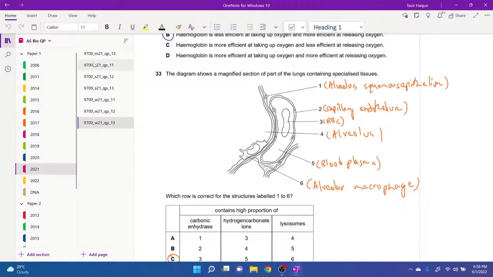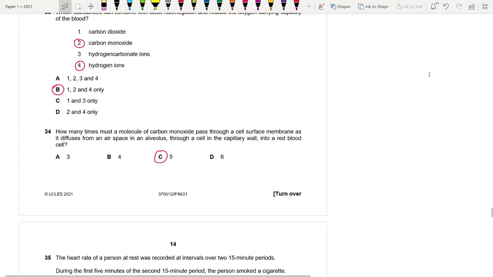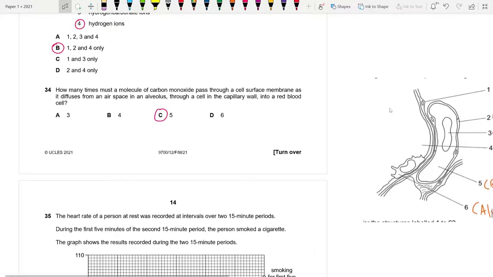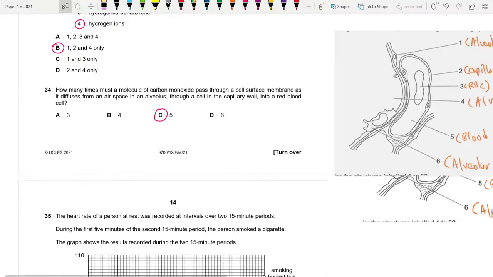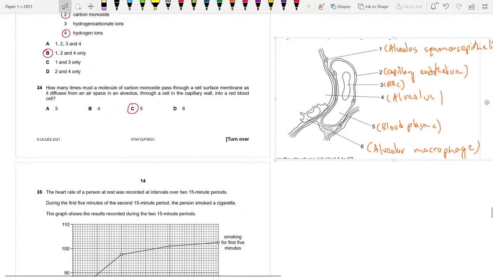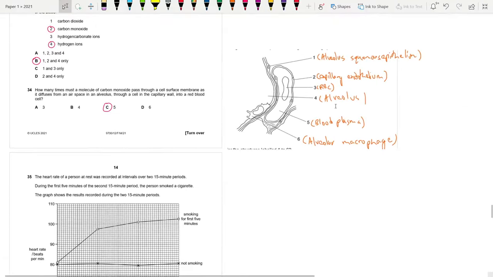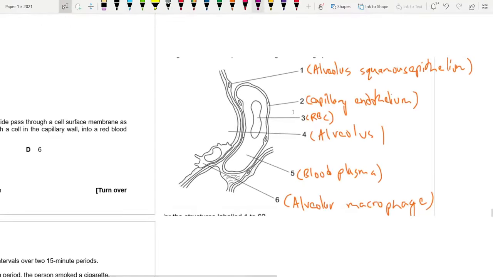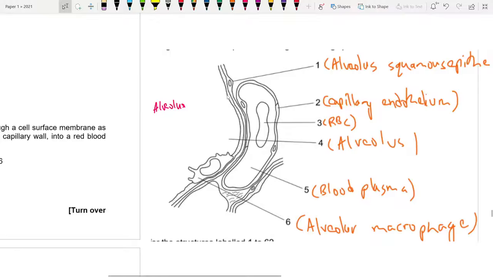Check this. So, where are we located? In the alveolus. We want to go to the RBC. Okay, so this is the alveolus. So let's go. Cell surface membranes. How many do we need to cross? Okay, so I'm going from here into here.